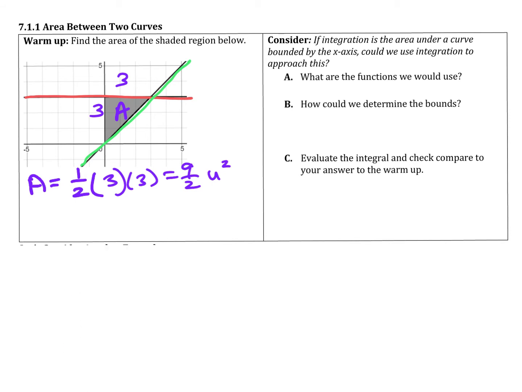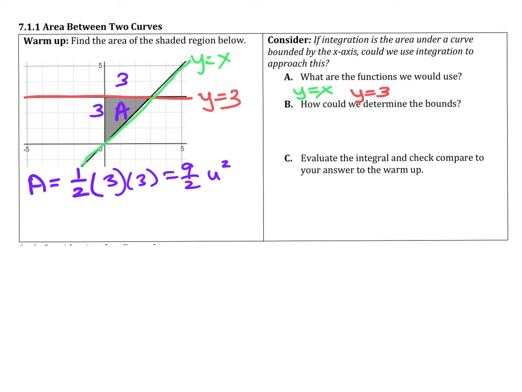Okay, so if we were going to create an integral, we would first need to talk about what functions we would be finding the area of, or what functions we would be using. So go ahead and pause the video and identify what that red line is and what that green line is. So hopefully you were able to identify that we need to use the line y equals x and we need to use the line y equals 3.